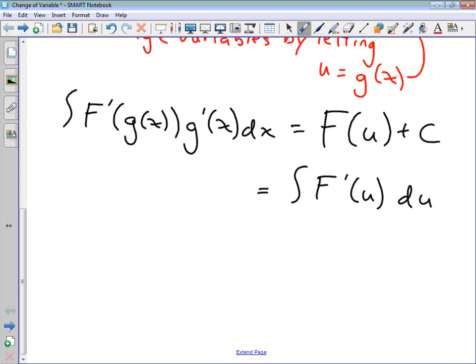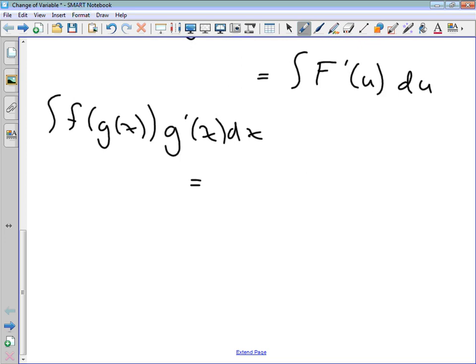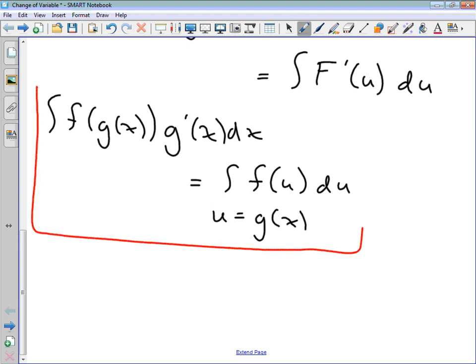So what does all of this mean? Well, it means that this integral that we're trying to do, f at g at x times g primed at x dx, is going to be equal to the integral of this function f evaluated at u integrated over u, where we can make this substitution, u equals g at x. Okay? So this is basically the formula.